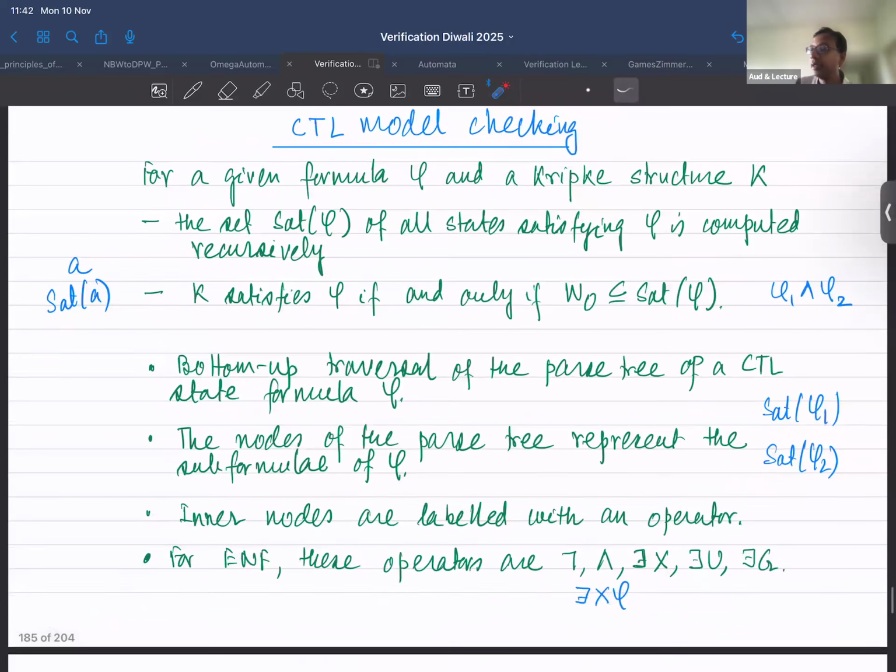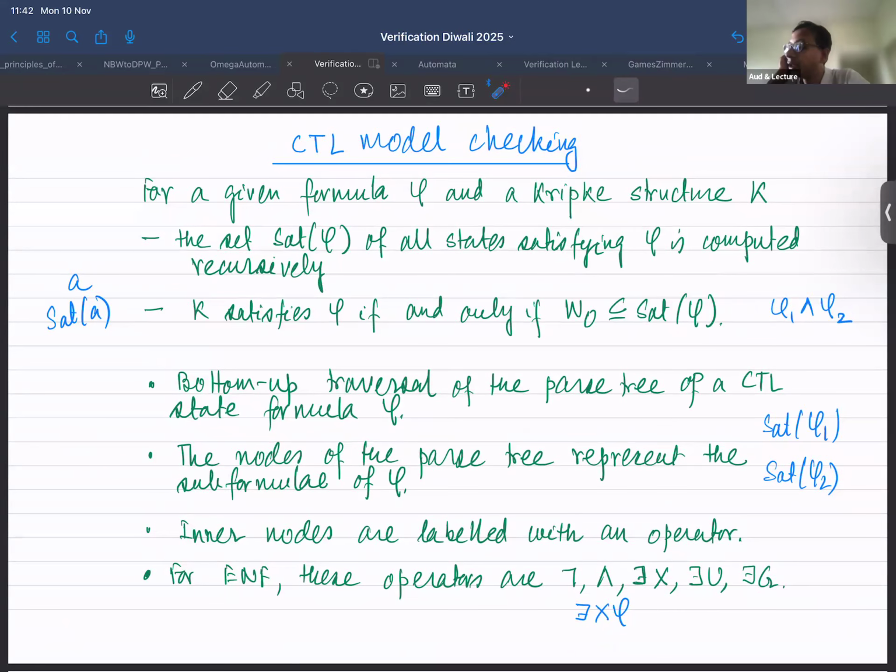So now, for a given formula phi and a Kripke structure K, we are looking at model checking. Okay, so how do we do the model checking? Essentially, given a CTL formula phi and a Kripke structure K, we would like to check if K, the Kripke structure, satisfies the CTL formula phi.